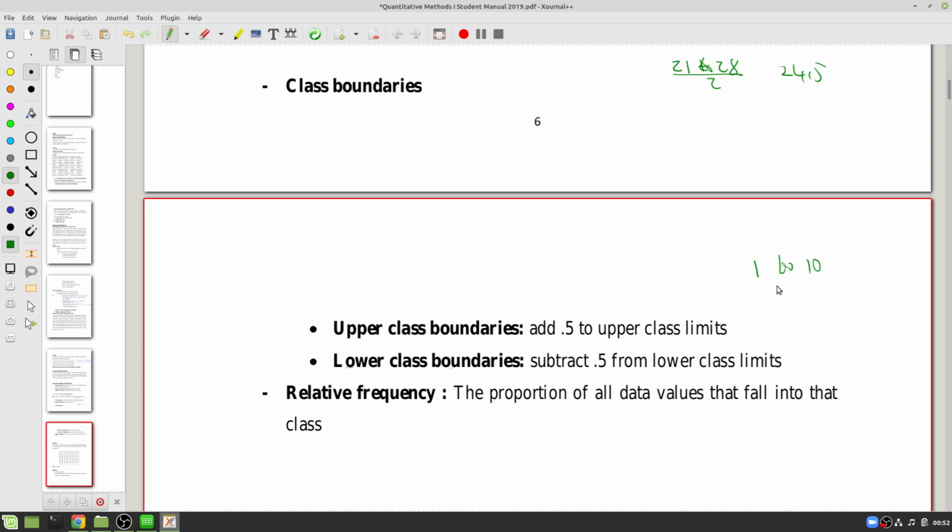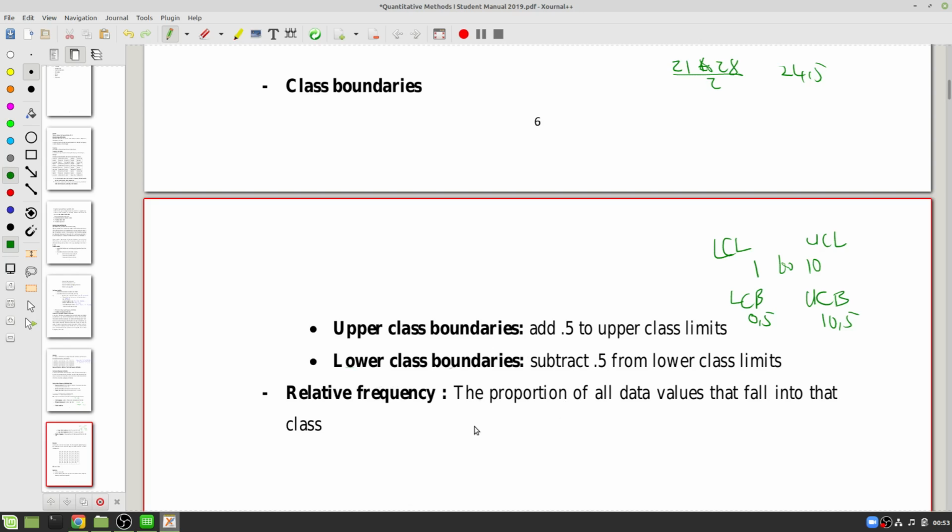So 1 to 10. Our lower class limit would be 1, and our upper class limit would be 10. But our lower class boundary, we subtract 0.5 from this, so it would be 0.5, and our upper class boundary would be 10.5. So that's important to know, the difference between those two.